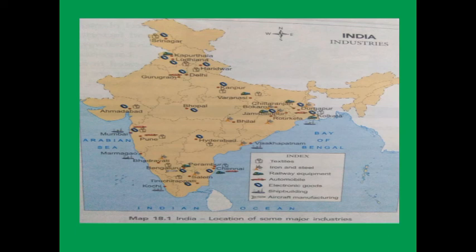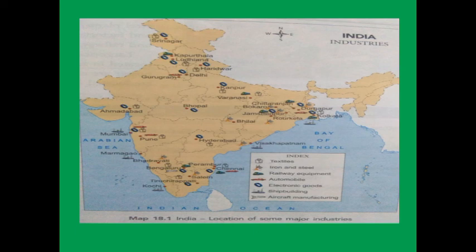Iron and steel industries. Here you can see in our index, children, iron and steel industries. What is the symbol of that? Now you find it out in our map. So here in the map you can see first of all Jamshedpur, Tata, here Jamshedpur. Then Raurkela, that is in Bihar. Jamshedpur is also there. Bhilai, very important for iron and steel.